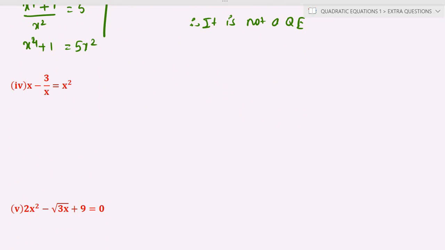x minus 3 by x is equal to x square. Again we need to take LCM here. What is LCM here? It is x into 1. See here it is 1. See, 1 into x is x, minus here also 1.